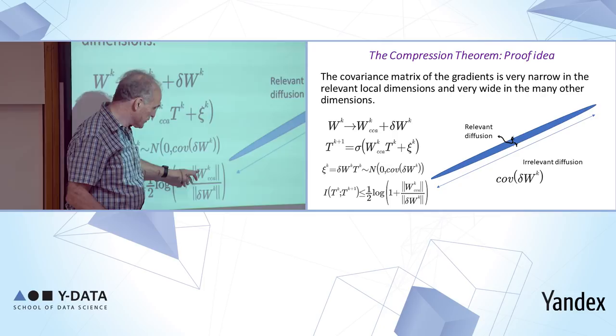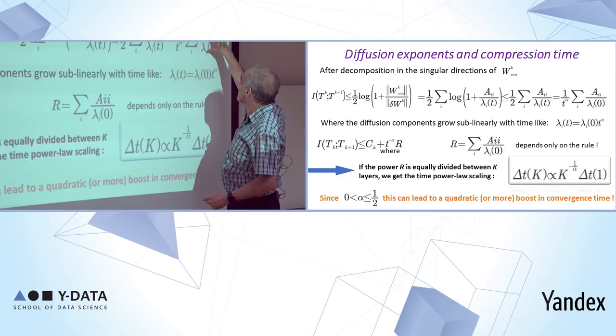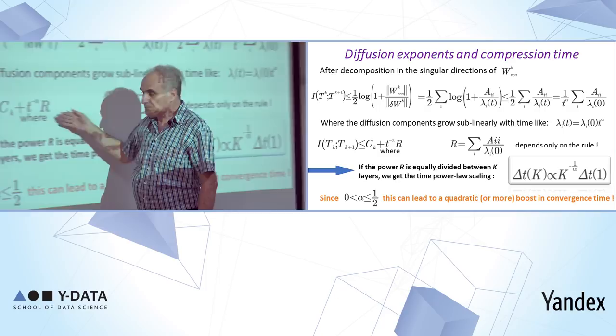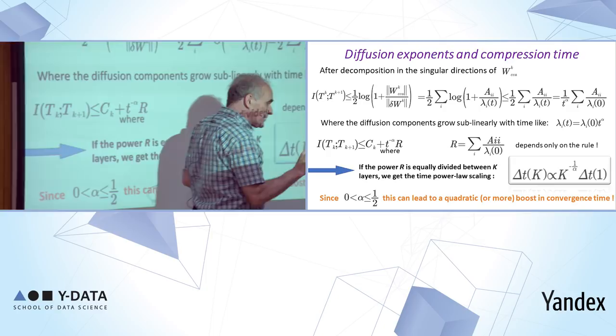So now I play a little bit with this. Essentially, what you get, I take this log and expand it, because this is a small term. It's bounded by this. And then I take out the time dependence, and I get this theorem. So essentially, all the irrelevant information is decaying with a rate of t to the minus alpha. So that's very nice. And I'm finishing in 5 minutes.